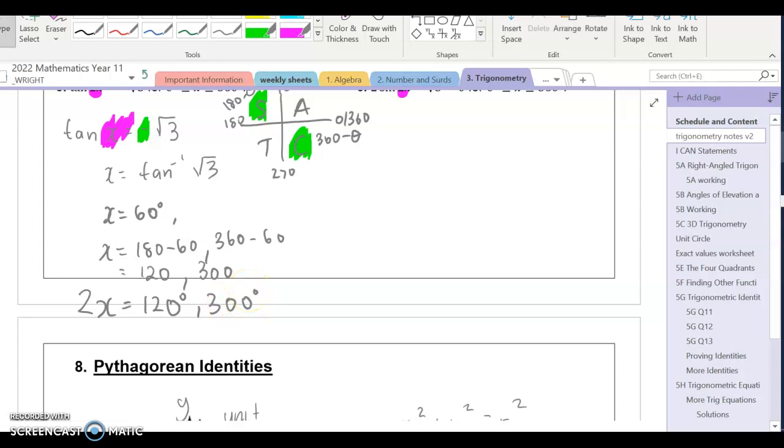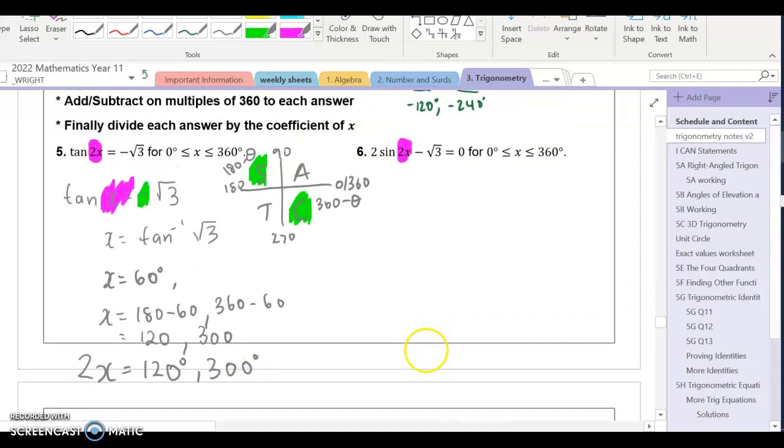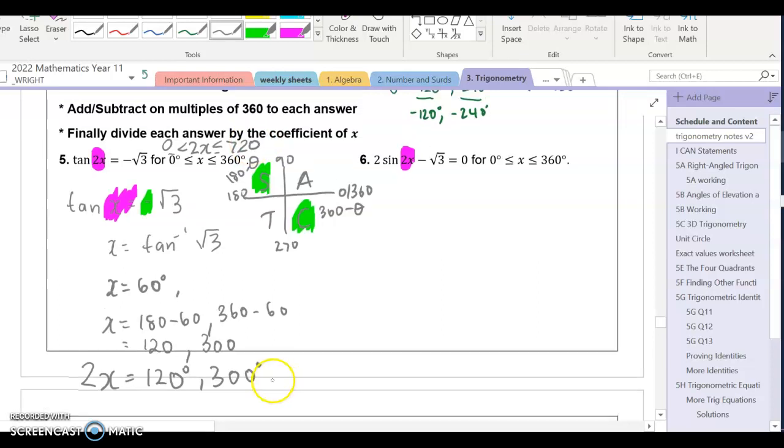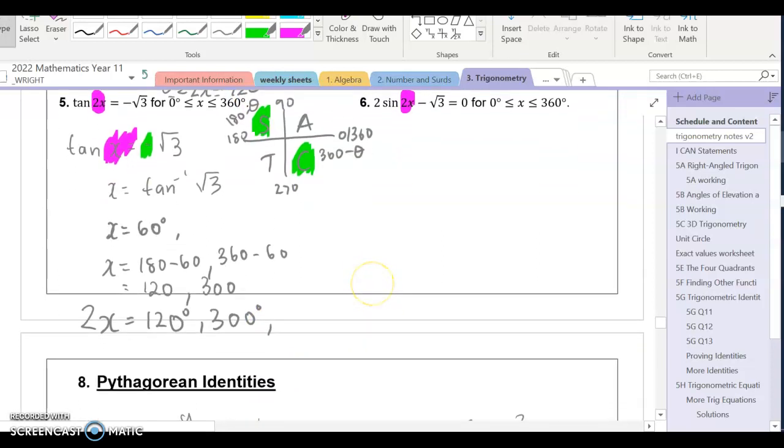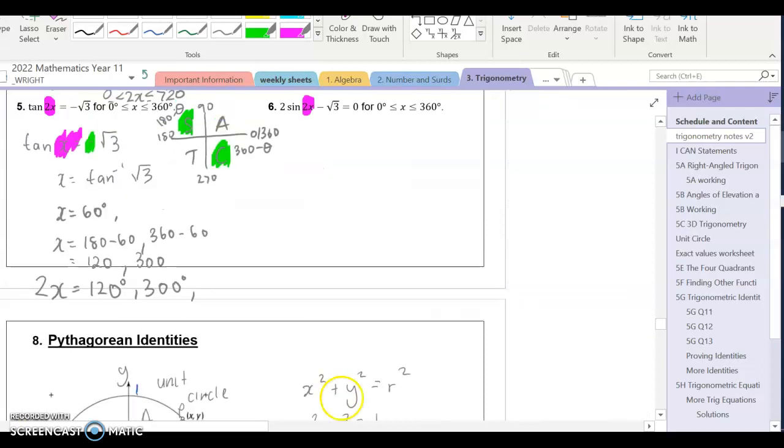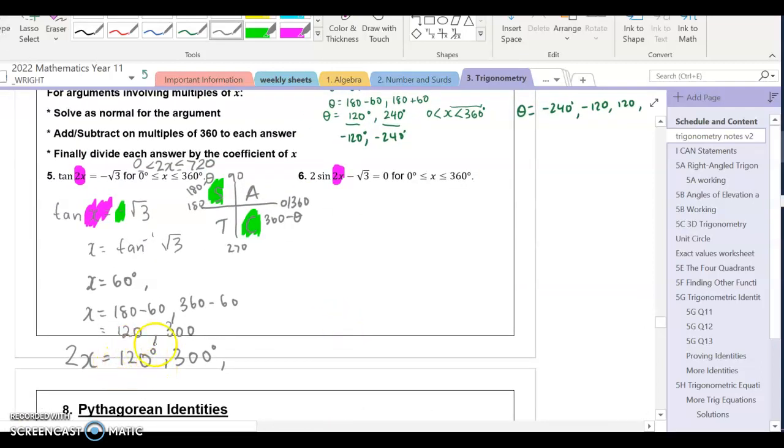Can anyone notice something that we haven't done yet? You may not even think about this. Our domain has to change as well. Our domain was x between 0 and 360, but I've now changed that x to a 2x because that's what the question wanted. So our domain is going to be double the 360. So our domain is going to be 720 degrees. So we now can get 2 more answers down the bottom. We can add 360 to each of our values down here, and we'll have our next 2 answers. We can go and have a look at the tan graph as well and have a look at what's happening, but I'm not going to this time. I'm just going to add on my 360s.